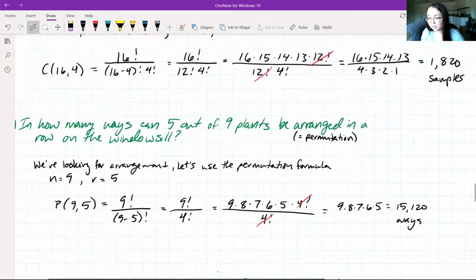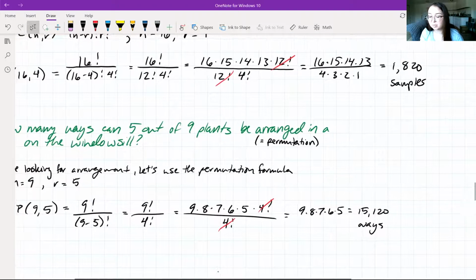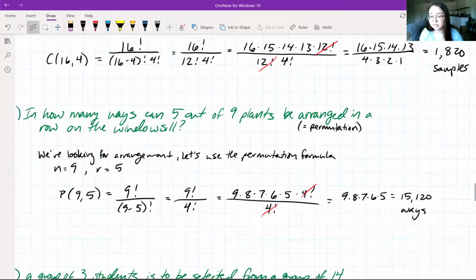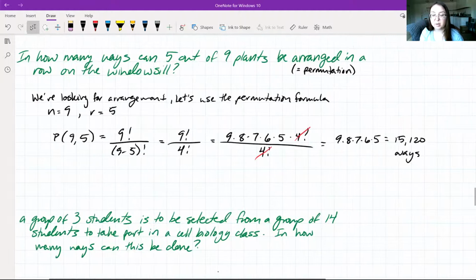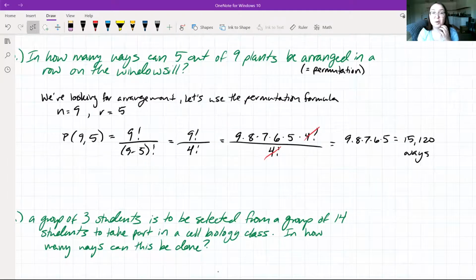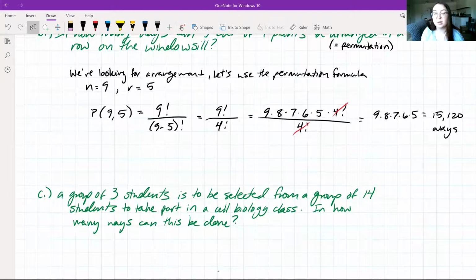And we can also see that we're going to end up with a lot more permutations than we get with combinations, and that's because we don't care about the order in combinations, but we do in permutations, so we're going to have a much larger number of ways we could do this.